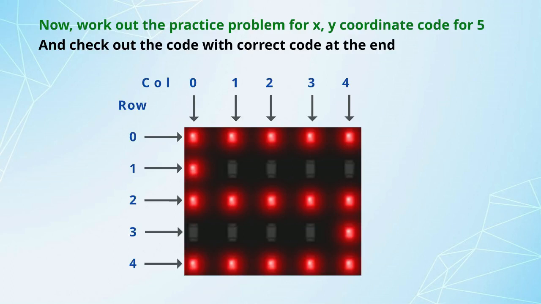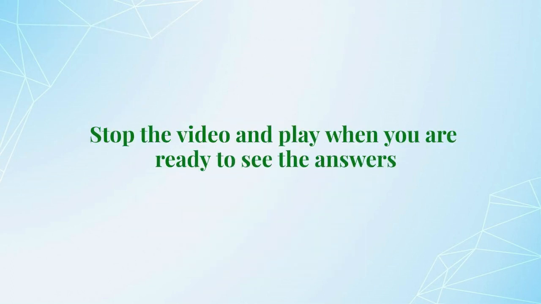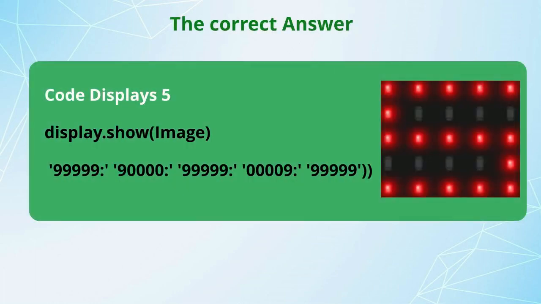Now, work out the practice problem for the X and Y coordinate code for 5, and check out your code with the correct code at the end. Stop the video and play when you are ready to see the answers. The correct answer.